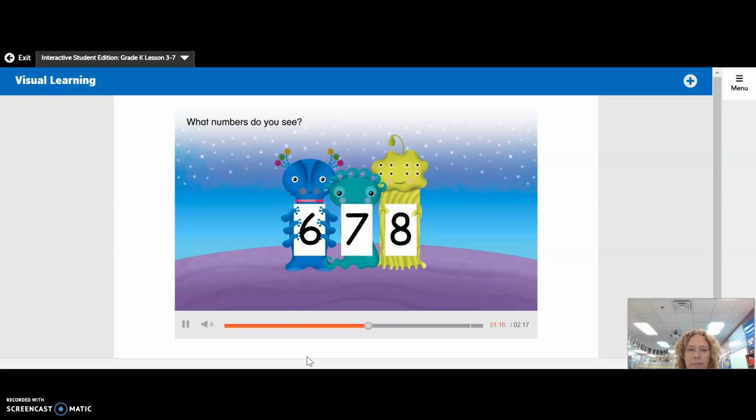What numbers do you see? Let's say the numbers aloud. 6, 7, 8. Do you know they are in order? Because 7 is 1 more than 6, and 8 is 1 more than 7.